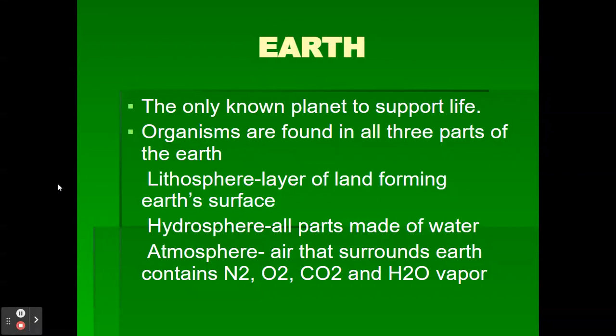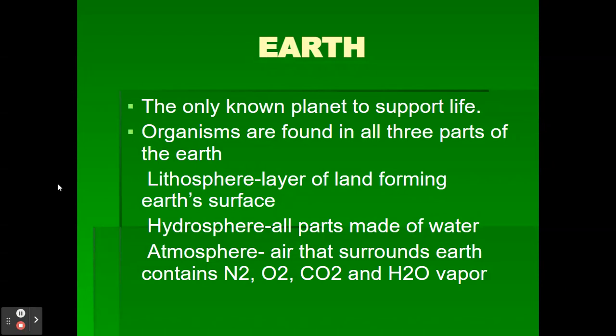All right, so now we're going to talk about Earth. We live on Earth. We're the third planet from the sun. But we're also the only planet in our solar system to knowingly support life, which means that we're the only ones known to have life here on Earth. And when we say life, we mean organisms, everything that has the ability to reproduce and exist. And organisms are found in all three main parts of Earth: the lithosphere, hydrosphere, and atmosphere.